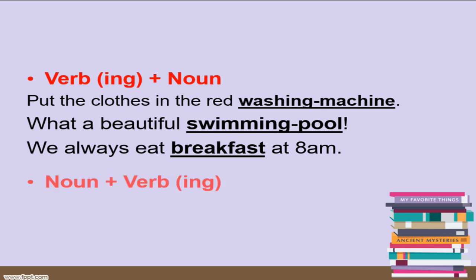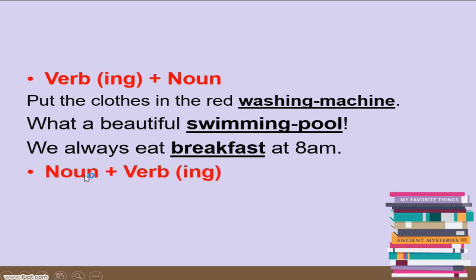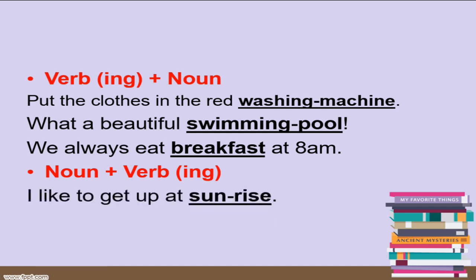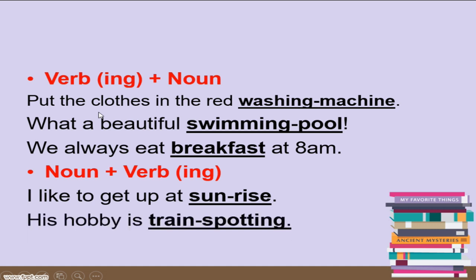Now, a noun with a verb. Okay, the last one was verb plus ing, or verb, with a noun. This one is noun with a verb. We put the noun at the beginning. Let's have an example. I like to get up at sunrise. So sun here is a noun and rise is a verb. Okay. His hobby is train spotting. Spotting here is a verb plus ing, and train here is a noun.